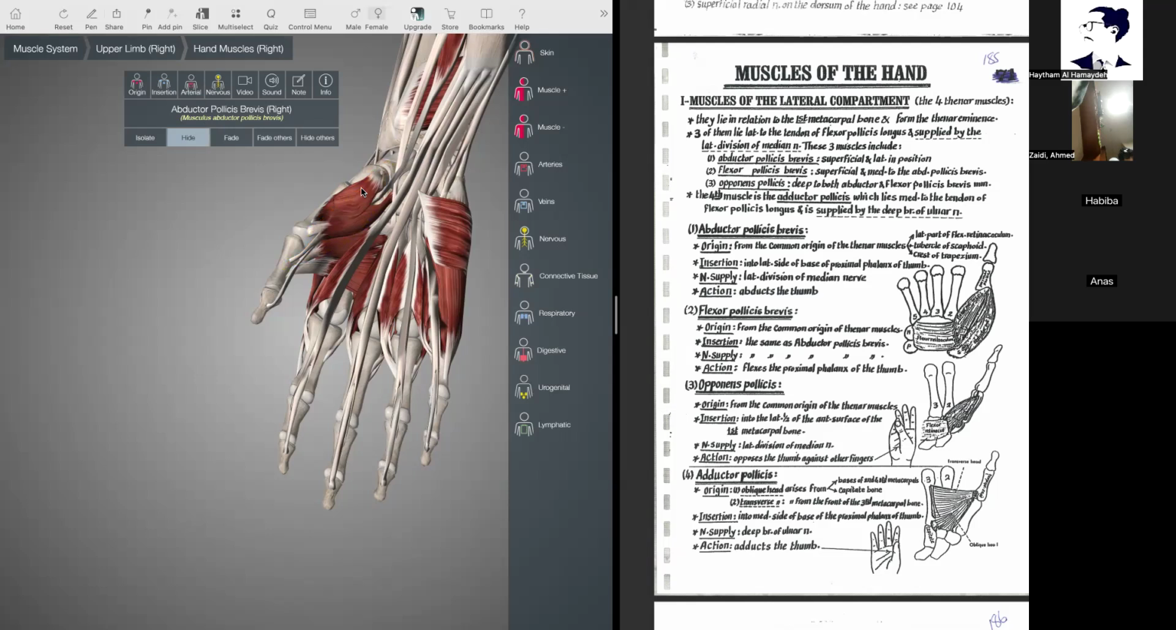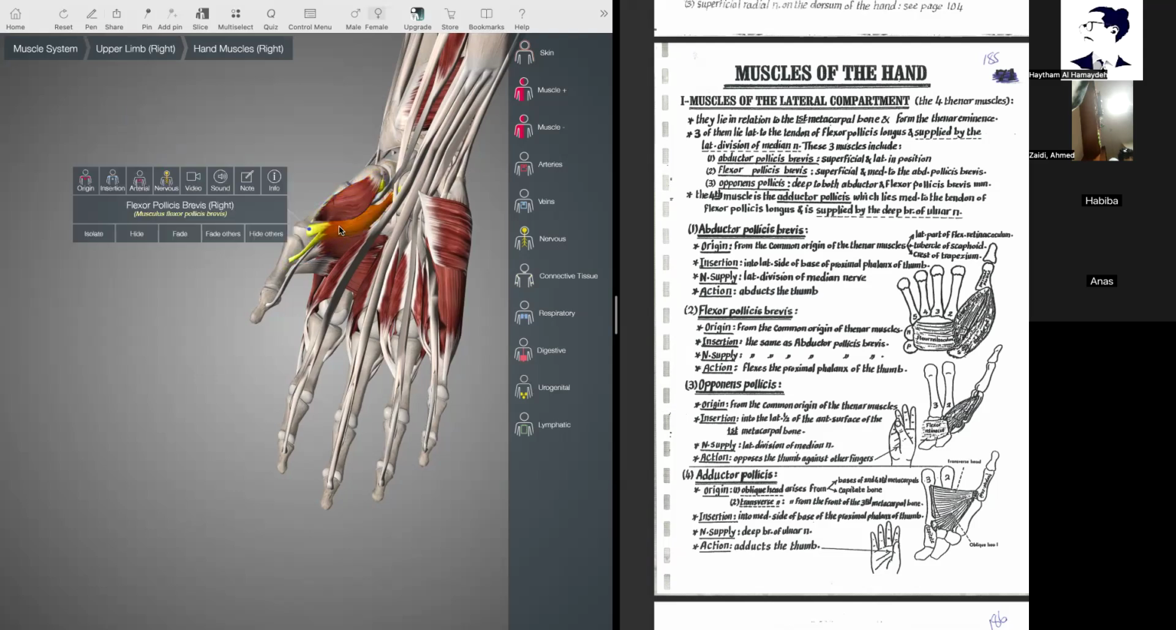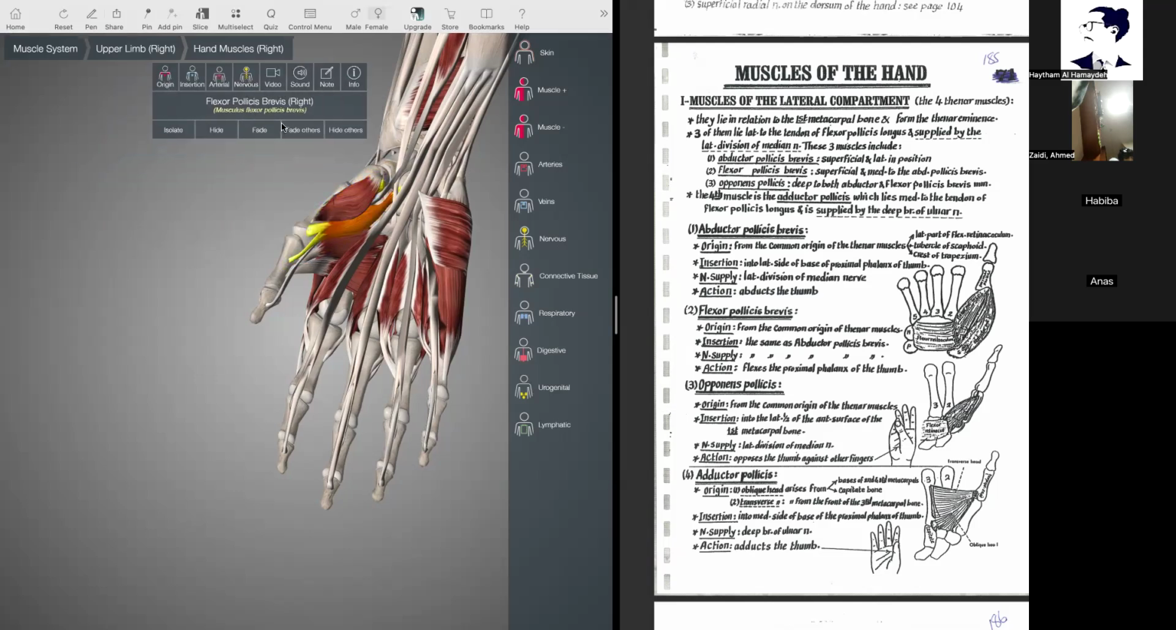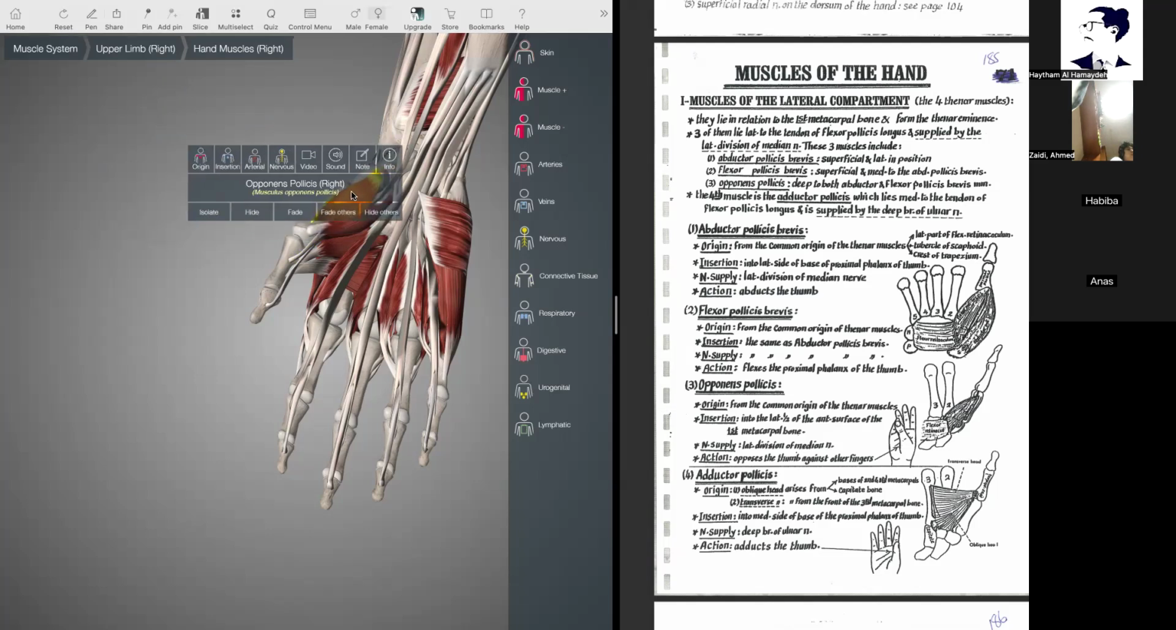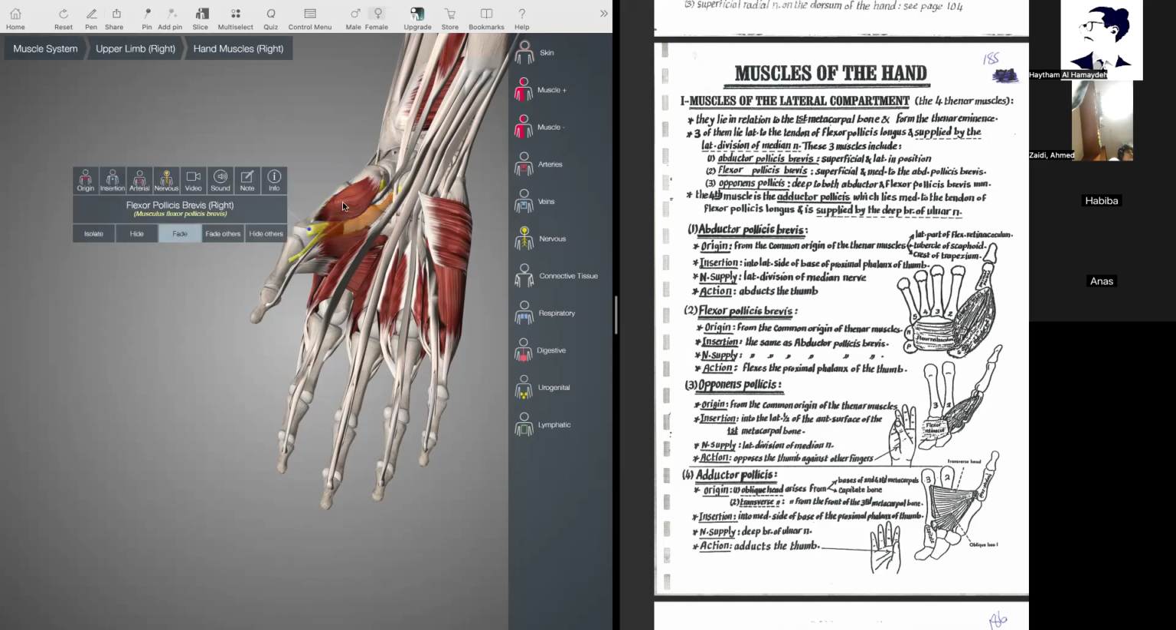Now we're going to hide it. The next one after it is flexor pollicis brevis. It's the short flexor of the thumb. Third, opponens pollicis. Opponens pollicis. I'm going to hide this one.